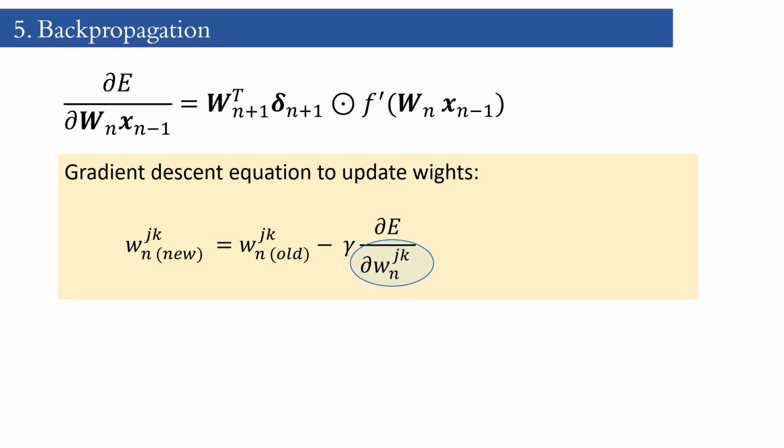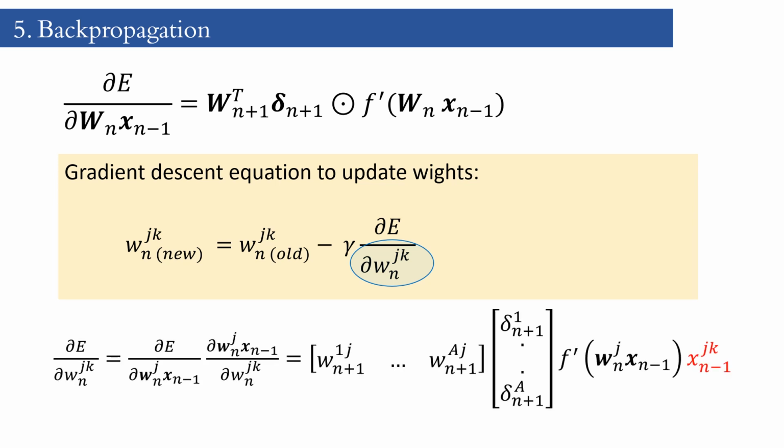Previous derivative can be easily modified to find E upon Wnjk by applying the chain rule. It just adds an additional term, the derivative of Wnj xn minus 1 by Wnjk. This simplifies to xn minus 1 k, as it is a quantity that doesn't vary with Wnjk.